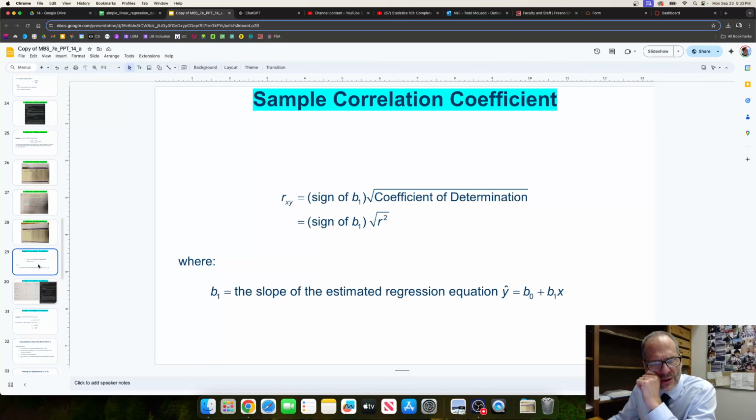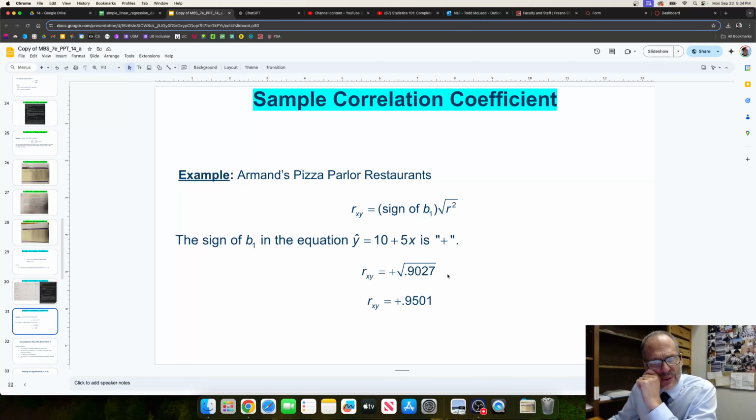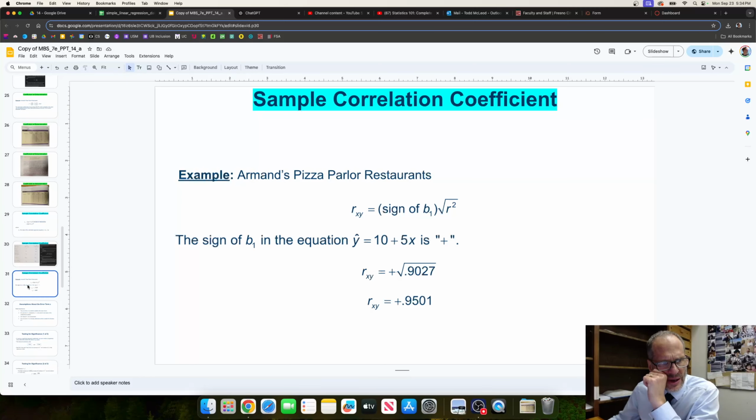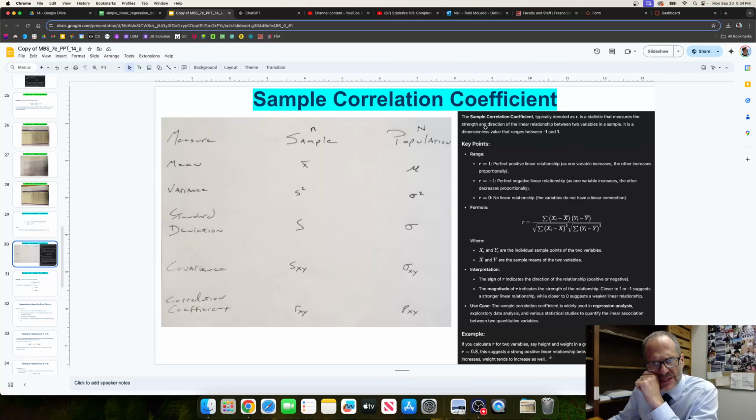Now for our correlation coefficient, we just take the square root of that coefficient of determination. And so the square root of 90.27 gives us 95.01. And here's how ChatGPT explains the correlation coefficient. You'll remember we looked at correlation coefficient earlier in the semester and we saw this notation right here. And here again is a different formula that you could use to calculate the correlation coefficient.